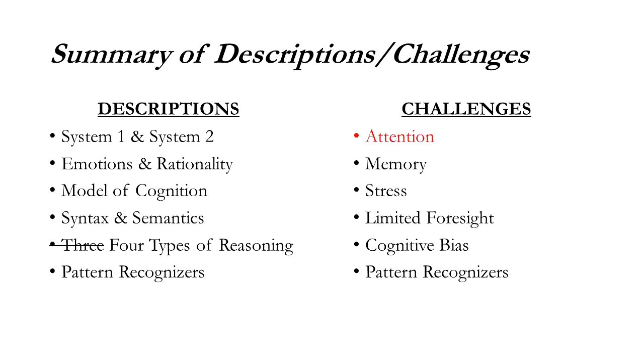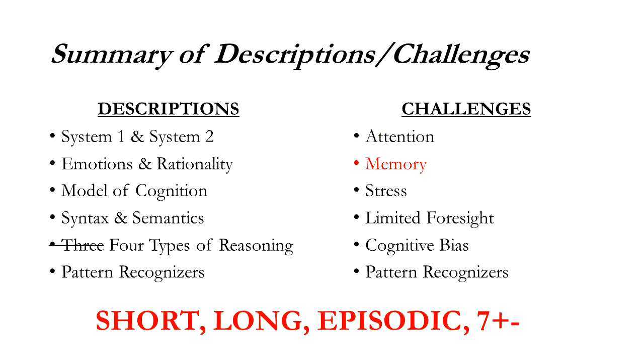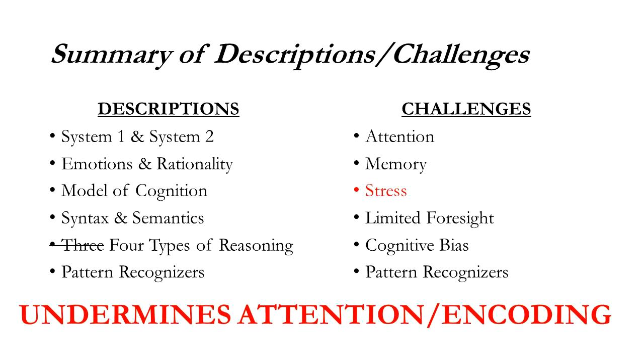Now, on the other hand, we have challenges, like our attention. It's limited. We can only attend to so many things. Our memory, in short and long and episodic, we can only remember a certain number of things. Sometimes we get mixed up with what we do remember. Our emotions get involved. Our stress gets involved. And that can make us either not remember as much or misremember things. We go, stress right there undermines attention and encoding.